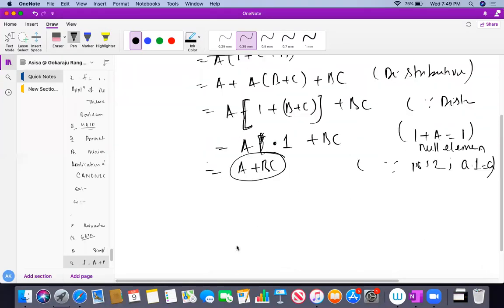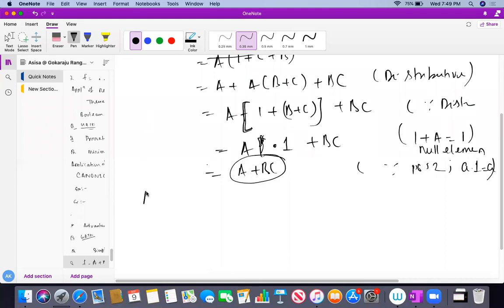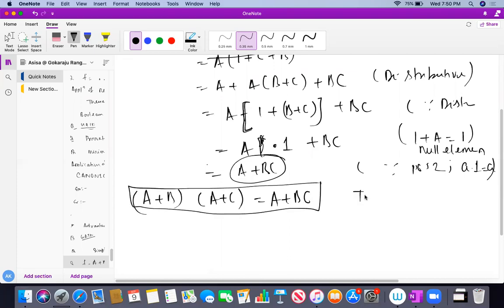So what I have done here, A or B and A or C simplified to A or BC. This theorem is called the transposition theorem. You can see this is called the transposition theorem. Okay, how can you use it? Today we'll use those things, don't worry. This is also called the transposition theorem.